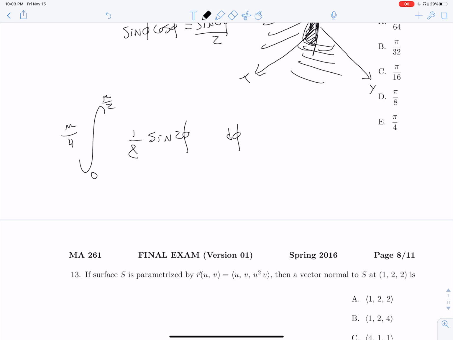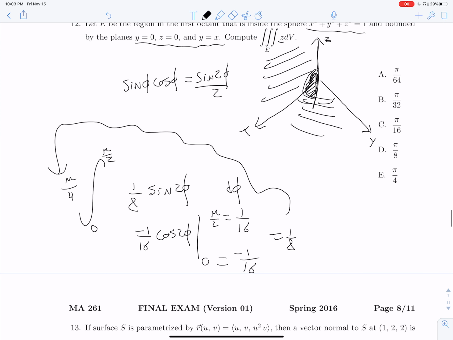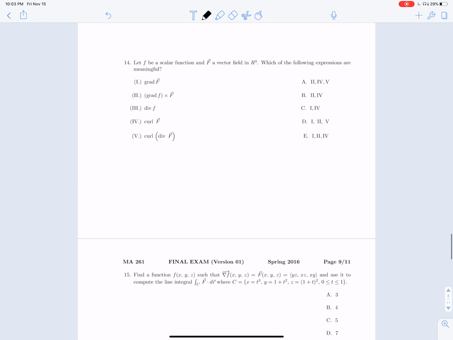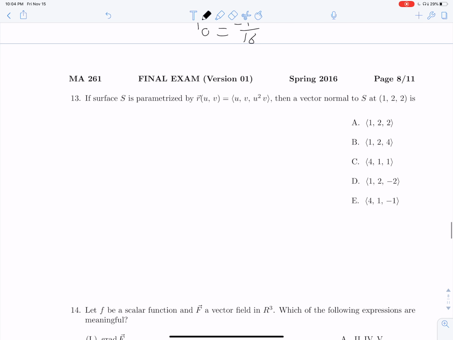So integrating, we will get negative 1/16 cosine 2 phi, which when we integrate on 0 to pi over 2 will give us 1/16 and negative 1/16, which is 1/8. Multiplying by our 1/4 that we had sitting out here will be pi over 32. Let me just quickly make sure. 12b. Good.